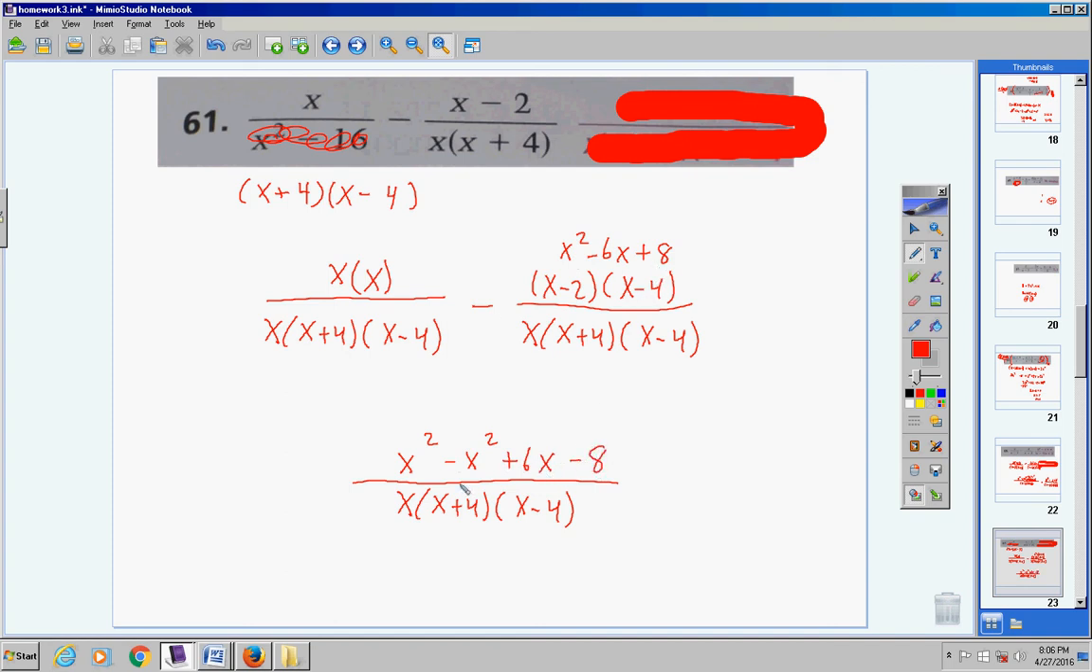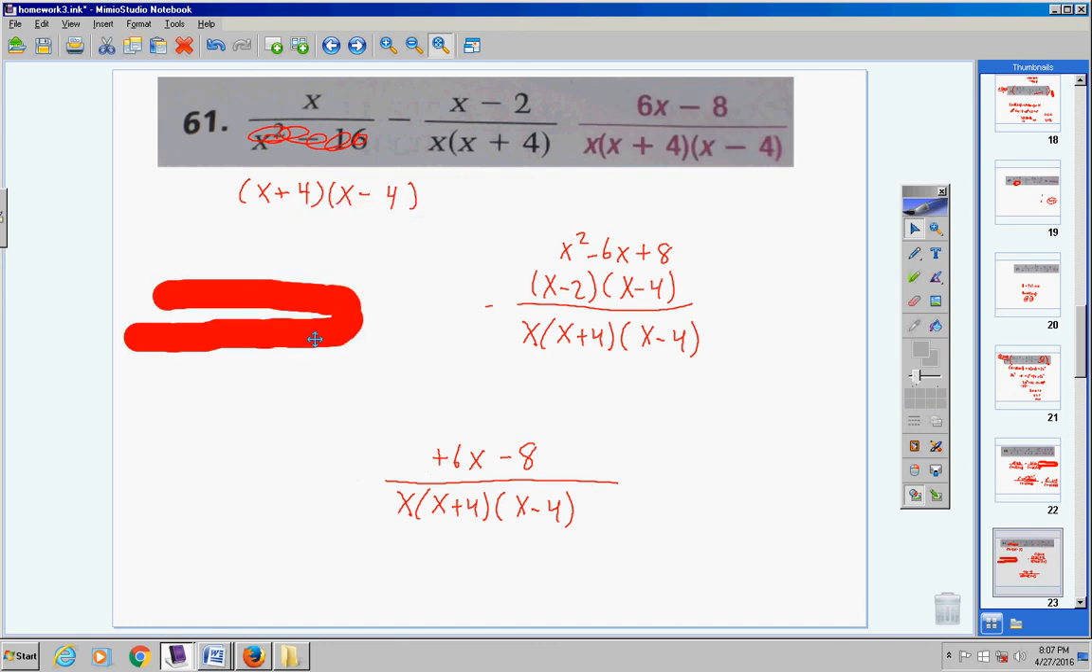Now look up top here, you have x squared minus x squared, correct? So I can get rid of those two x squareds very carefully. And so my entire numerator is now 6x negative 8, and that's not a negative sign there. And that should be, hopefully, our answer. Yes, it is. Alright, number 63.